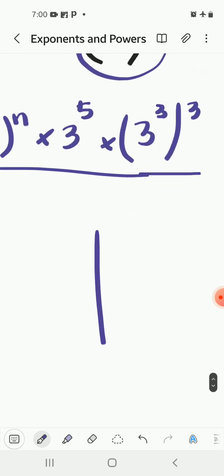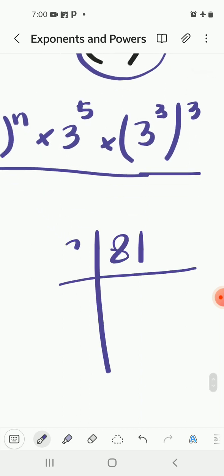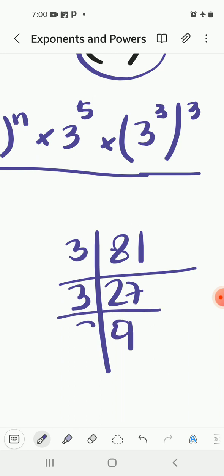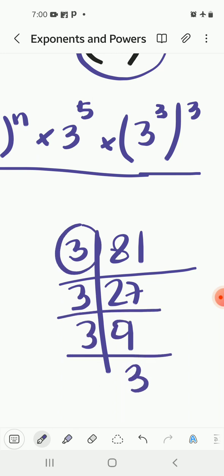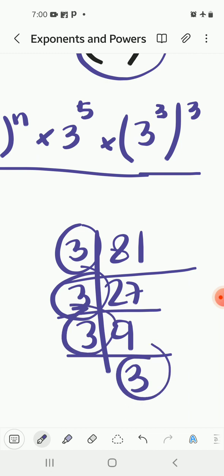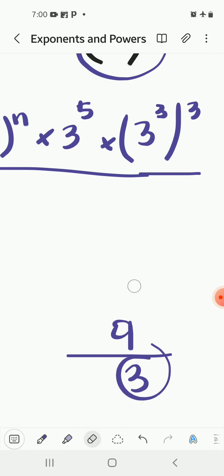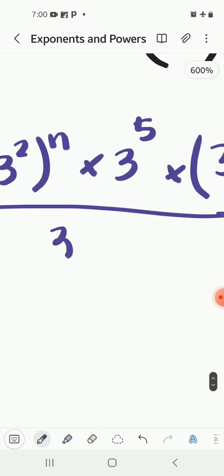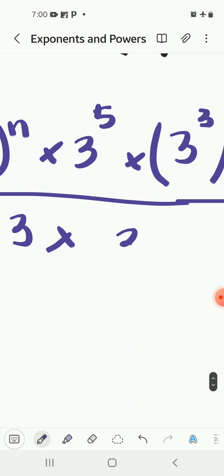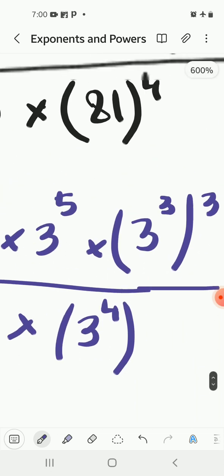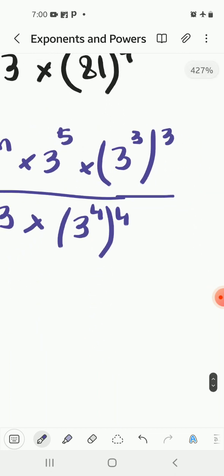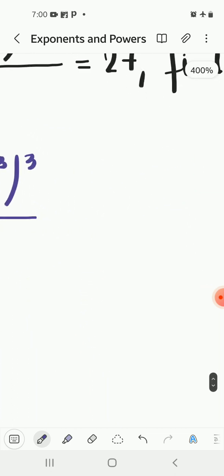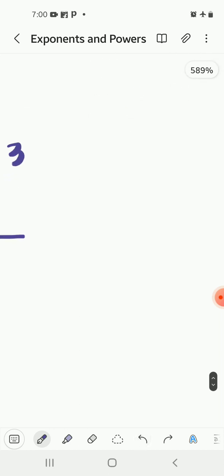81 can be written as, you see, 81, 3. This becomes 27. 3 becomes 9. Then 3. So which means 81 can be written as 3 to the power 4. So we will replace 81 with 3 to the power 4. Here there is already 3, write it down. 81, replace it with 3 to the power 4. And here you can see to the power 4. So whole to the power 4. This is what is done. And you can see this 27 can be written as 3 cube. Simple.